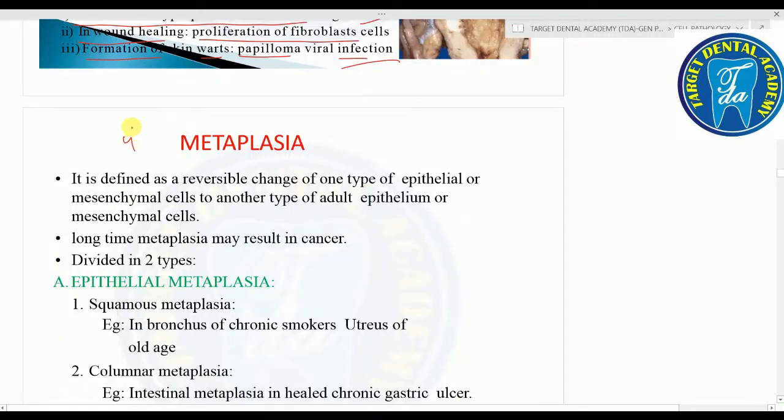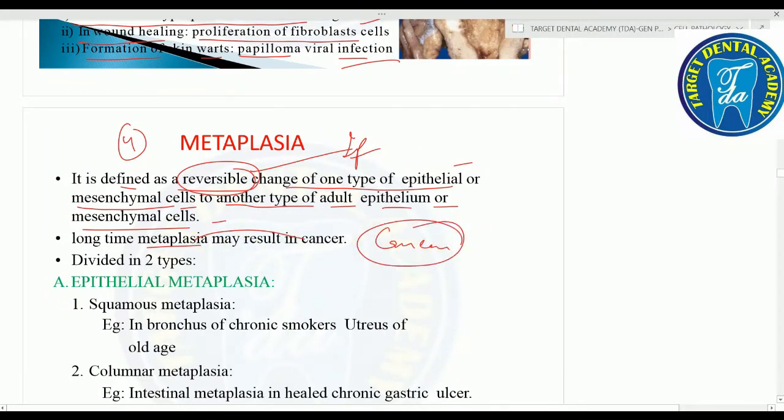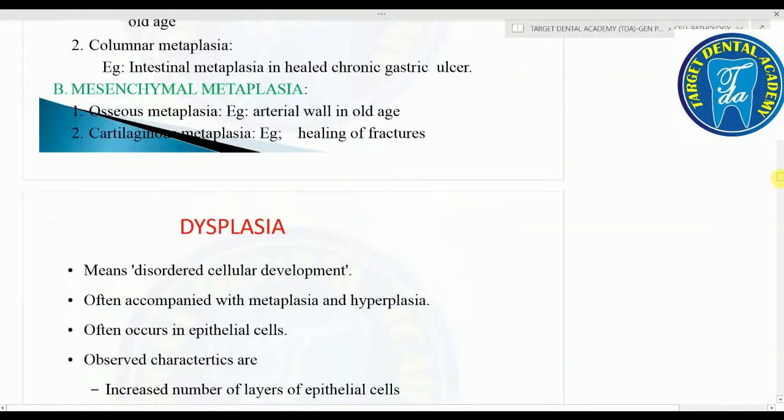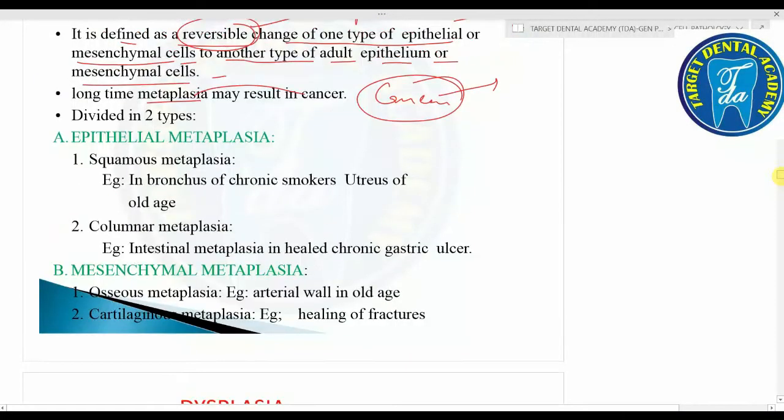Fourth is the metaplasia. Metaplasia is defined as a reversible change, important, of one type of epithelial or mesenchymal cells to another type of adult epithelial or mesenchymal cells. So a long time metaplasia may result in cancer. If a patient is having a long time metaplasia, the result will be cancer. It is divided into two types, the epithelial metaplasia and the mesenchymal metaplasia.